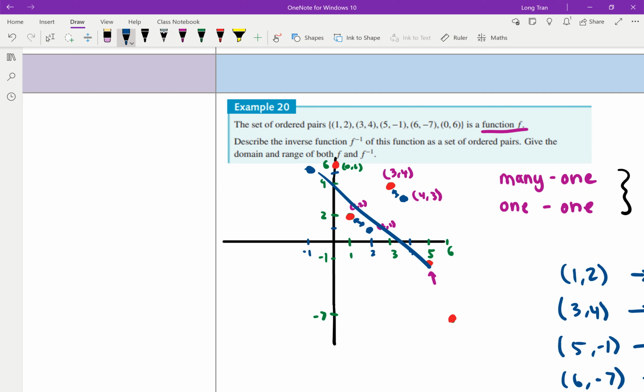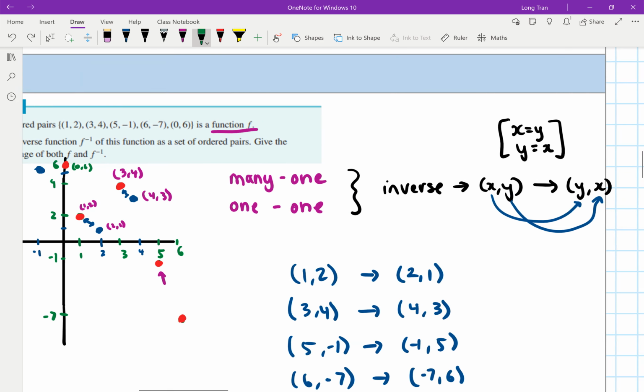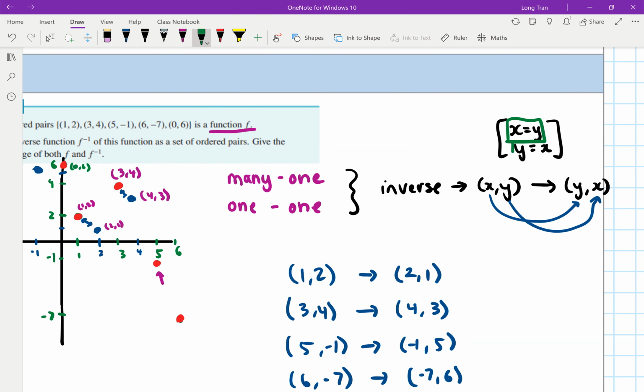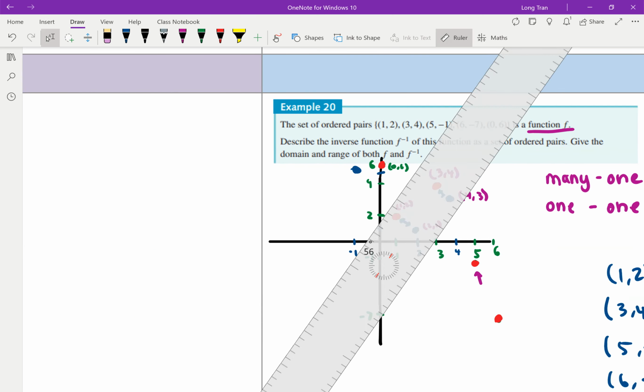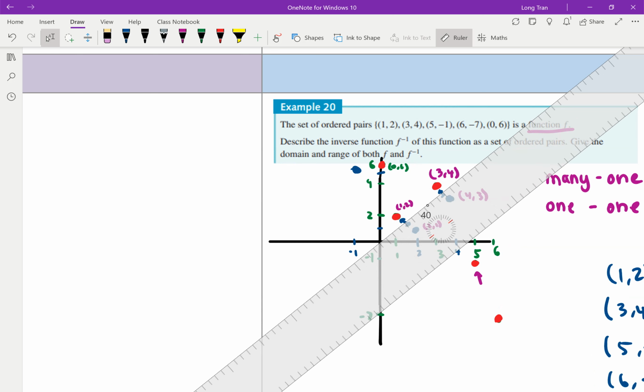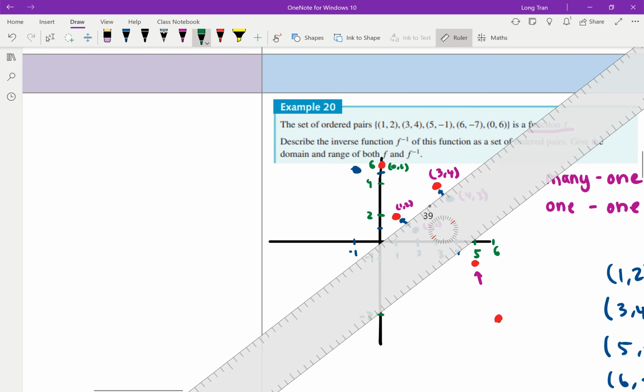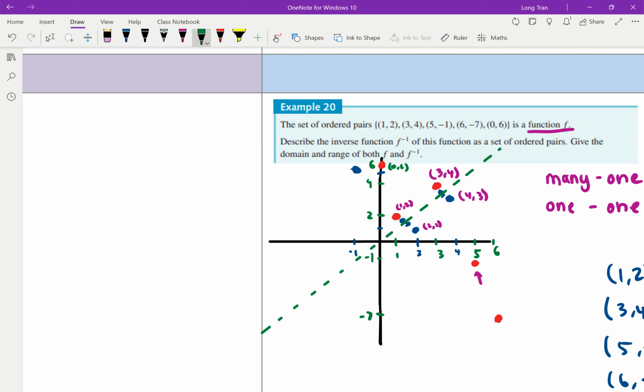That's what's special about the inverse function. Essentially, when you say x equals y or y equals x, you're doing a reflection, not on the x-axis, not on the y-axis, but in the y equals x line. That's essentially what's happening. It's getting flipped over that line.